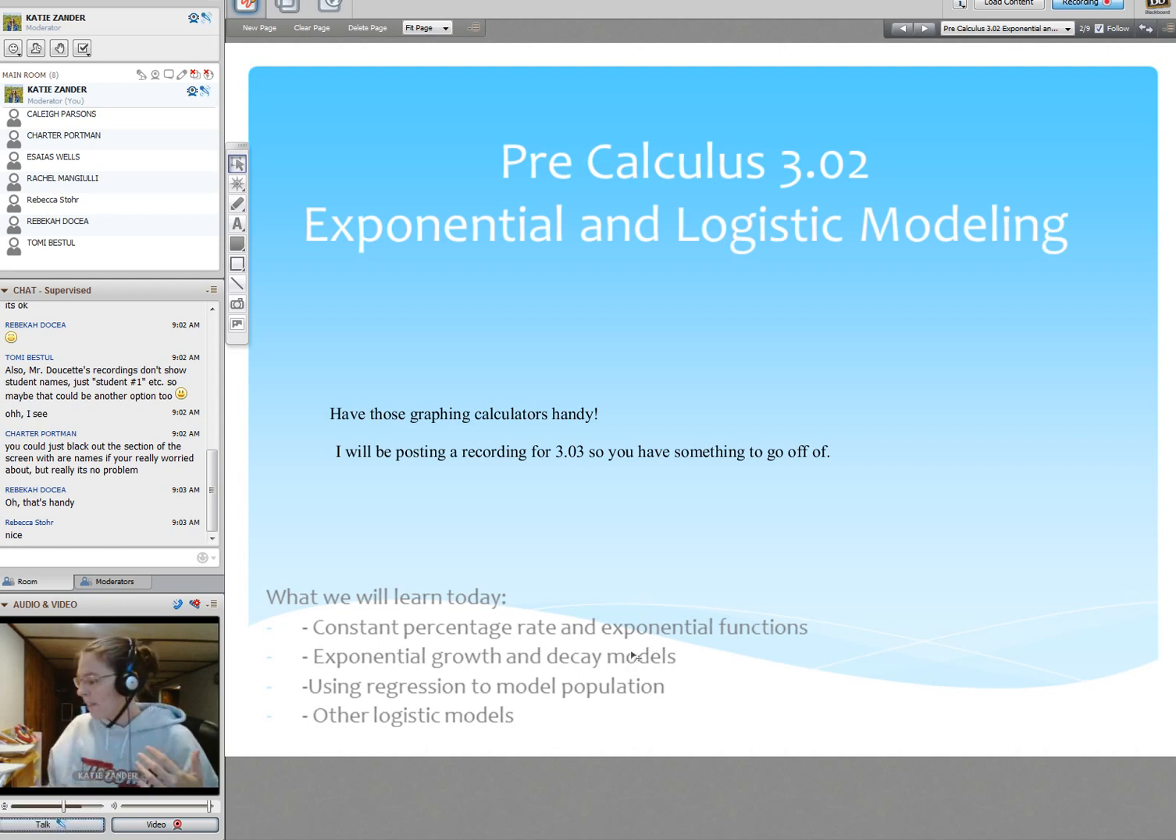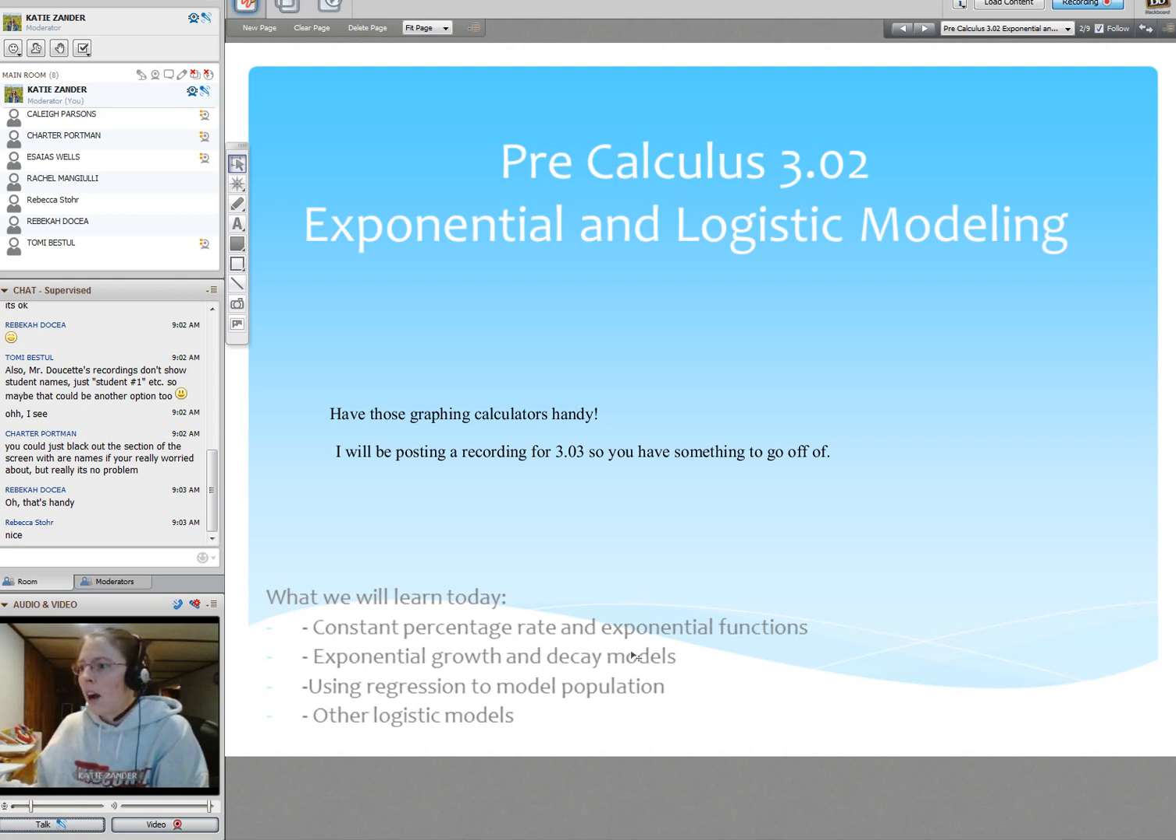So you will need a graphing calculator handy for today's class. I have my TI-84 here. If you don't have a graphing calculator, you should be able to do this in GeoGebra or Desmos. We will just have to be a little bit creative with how we can get the exponential function for our data points.